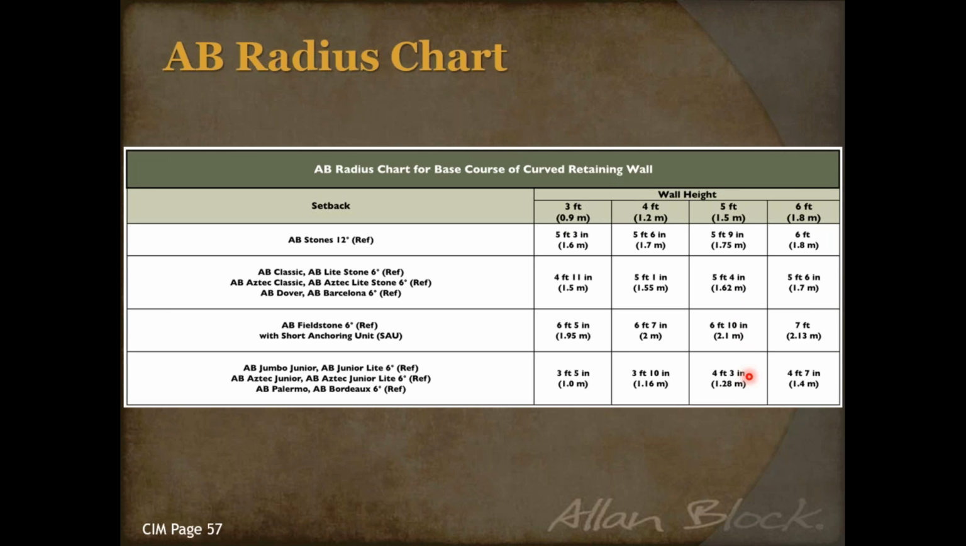For example, the Jumbo Junior, which is the half-length unit. So instead of 18 inches in length, you're looking at a block that's only 9 inches in length. And notice that the radius is so much tighter. I can start my radius at 4 foot 3 inches and be just fine, because my minimum radius for that Jumbo Junior is closer to 2.5 to 3 feet. So understanding the products really helps in the layout, and that way you can go ahead and make some changes through this.